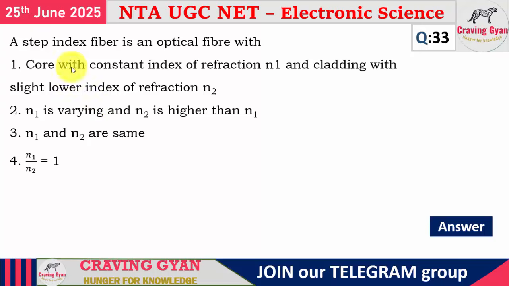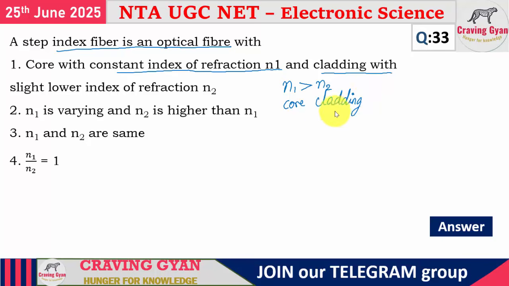33rd question, what they have given is a step index fiber. In the case of optical fiber, you will be having the core with a constant refractive index, that is N1, and you will be having cladding with a slightly lower index. Yes, the refractive index N1 will be greater than N2. Nothing but the refractive index of core will be greater than cladding. Core will be greater than cladding. So cladding refractive index, you're not going to vary, or sometimes you're going to vary, right?